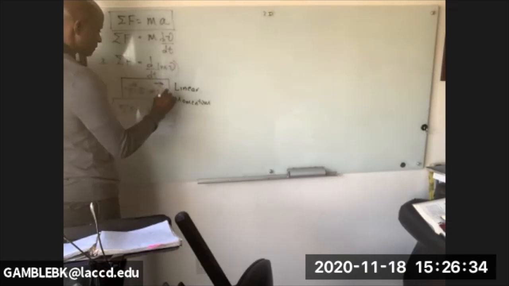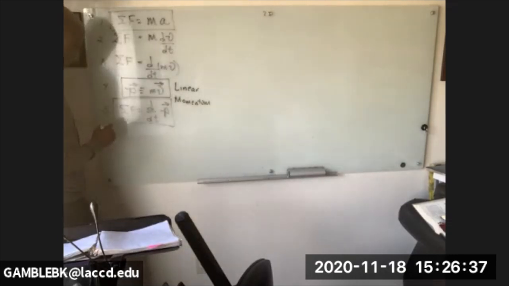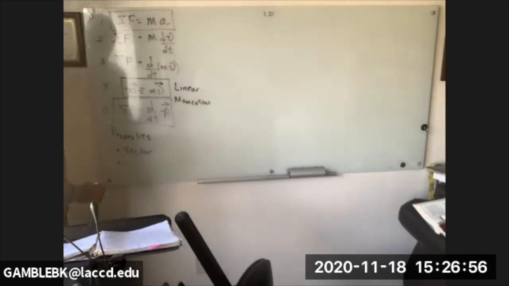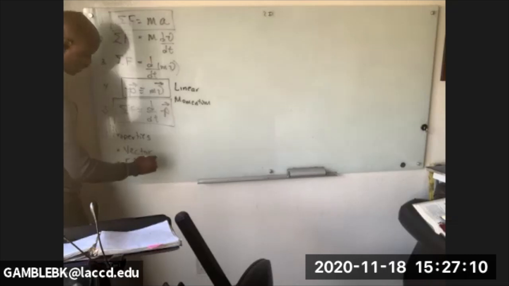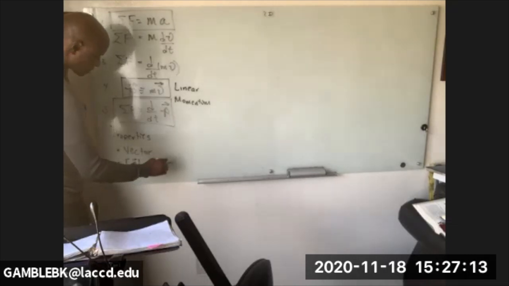Definition. Linear momentum's properties: it's a vector quantity, and it has units of kilogram meters per second. It doesn't have a name. It's not named after anybody or anything. So, kilogram meters per second.